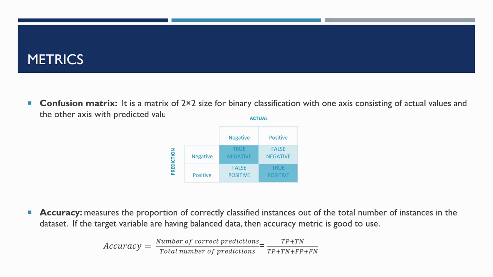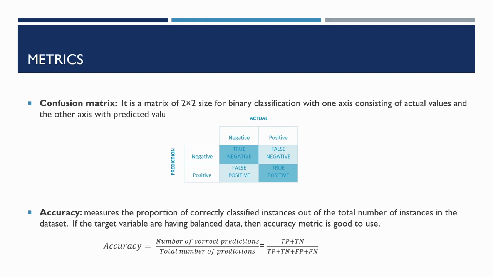The very first one is the confusion matrix. It's a 2x2 matrix for binary classification, with one axis consisting of actual values and the other axis having the predicted values. The number of correct and incorrect predictions are summarized with count values and broken down by each class, which helps with predictive analysis and can be an effective tool for evaluating what the machine learning system performs correctly or incorrectly.